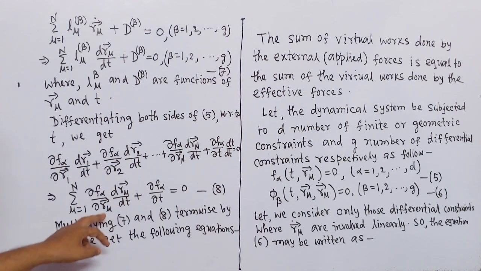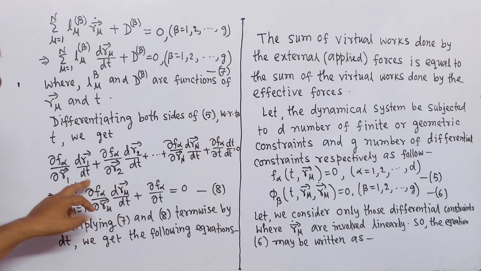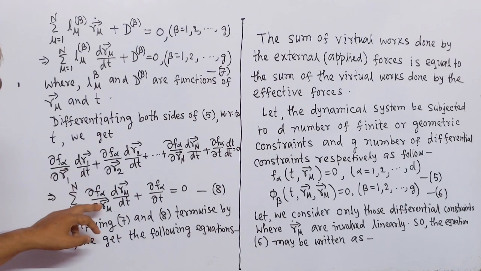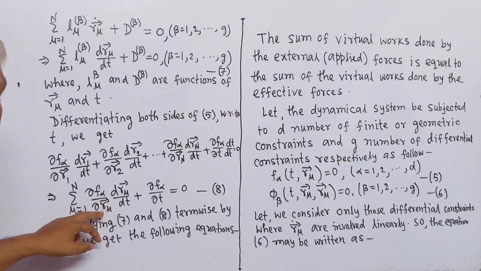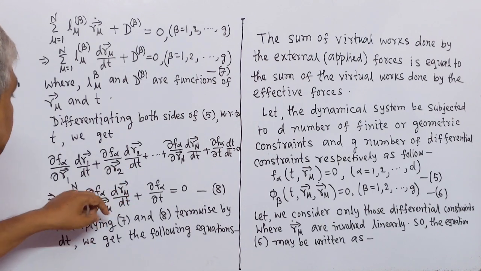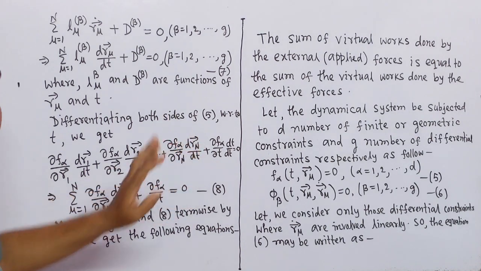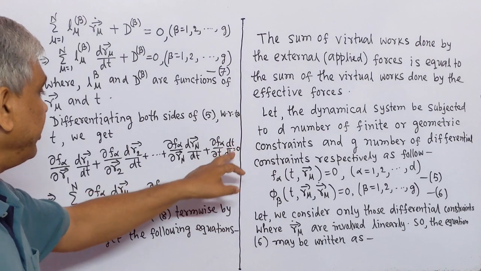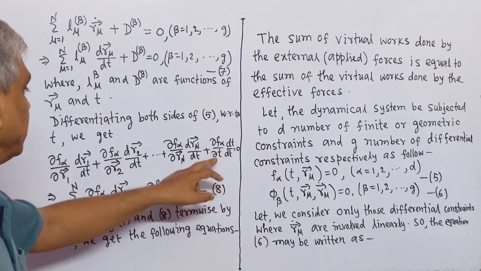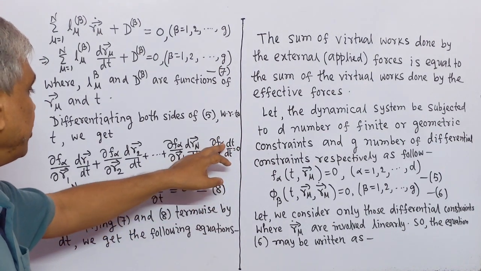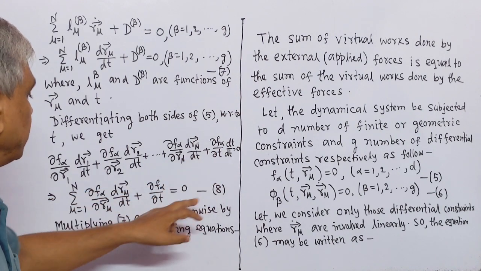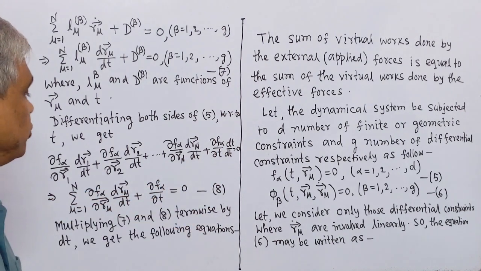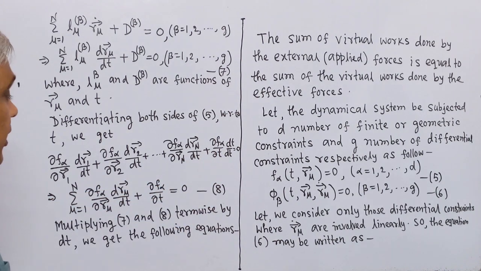If we put the value of mu 1, then we will get the first term. If we put the value mu 2, we get the second term, and in this way we get the nth term. And here dt by dt is 1, so remains only partial derivative of f_alpha with respect to t. This is equal to 0. This is number 8 equation.